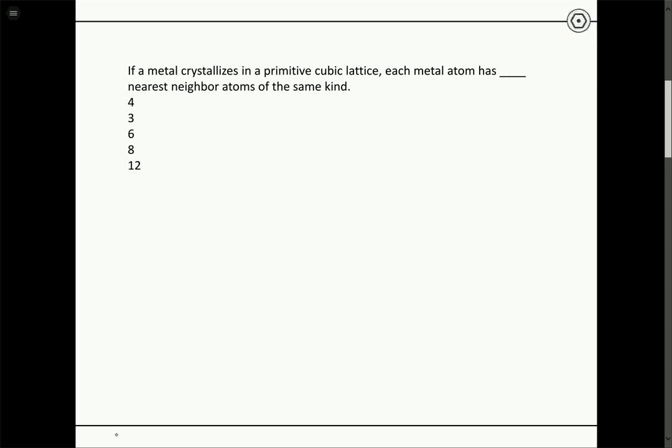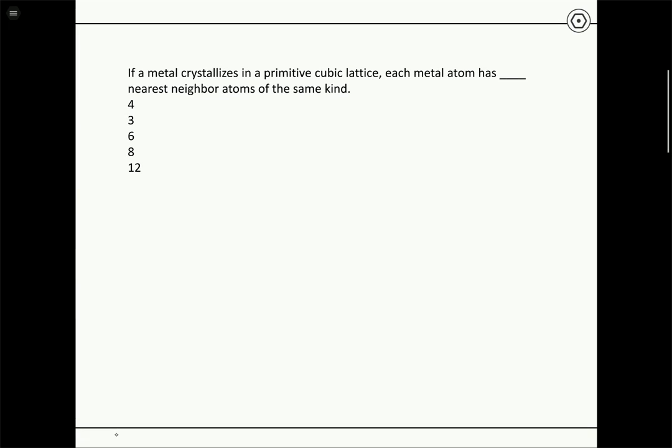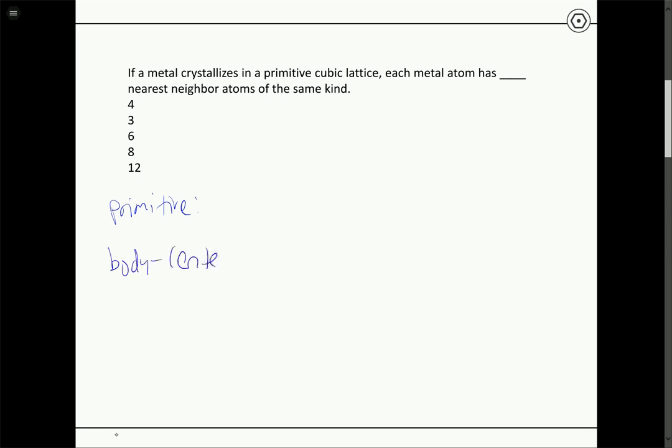it can be helpful to rationalize a little bit. So if we have a primitive cubic lattice, each metal atom has how many nearest neighbor atoms of the same kind? What we have to remember is that there are three types of cubic lattice. There's primitive, there's body-centered, and there's face-centered. And the names kind of tell you where the atoms go. So a primitive cubic lattice only has atoms on the corners of the cube.